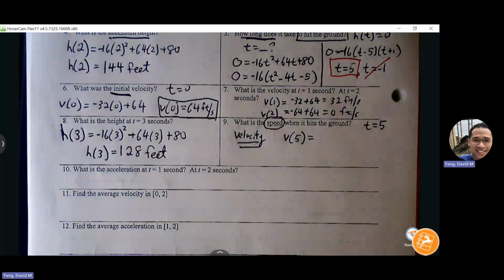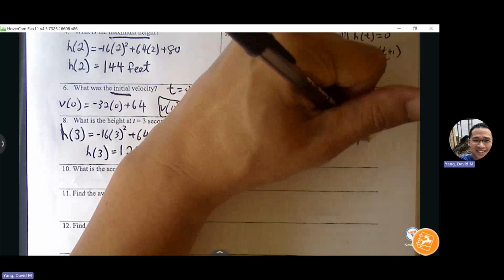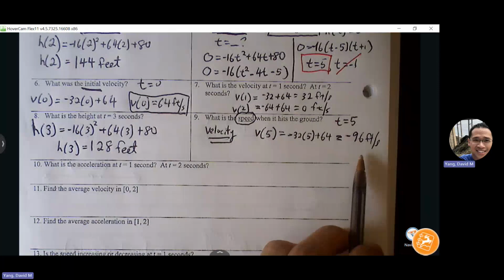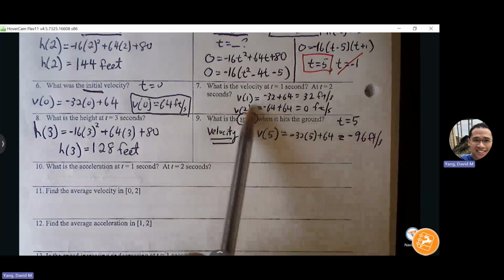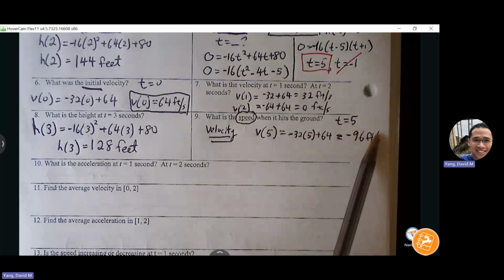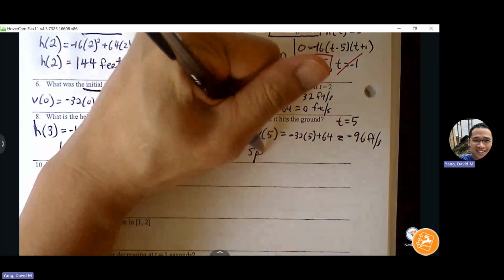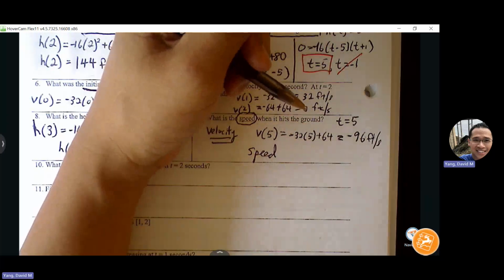We're going to focus on velocity first, and then we can worry about the speed later. So v of 5 equals, that's 32 times 5. I'll do the math for us here. This ends up giving us -96 feet per second. That is the velocity because it's moving downward, and velocity has a direction. So that's why we're getting that -96 feet per second. However, speed is always the absolute value of velocity. So if you see a negative, we have to make it positive. The speed is just the positive version of velocity, and if velocity is already positive, then the speed will just be the same number.